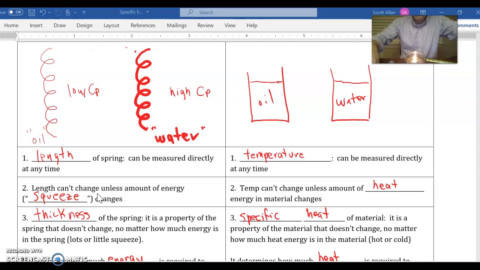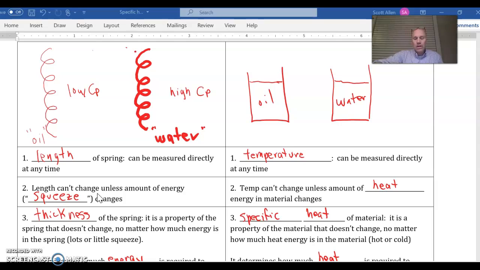Water has a high specific heat. That means that a lot of energy doesn't really cause a big change in it. A lot of heat energy causes some temperature change, but not a lot. When you think of a material like oil, something that's got a low specific heat, think of the thin spring. If I put energy into it, notice that its length changes by a lot. So if I take the oil and give it the same amount of heat that I gave that water, its temperature changes by a lot more.